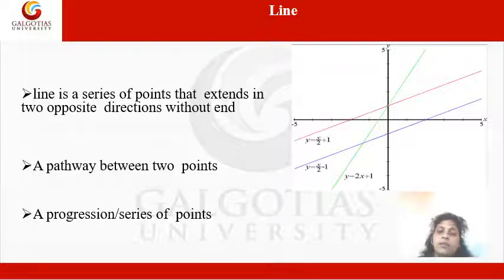And again, another feature of the line is a pathway between two points. As the two points are meeting, there is a pathway. Then it is known as a progression or series of points. Different points are there, different lines are there. So they are giving space to one another. We can draw from one point to another.